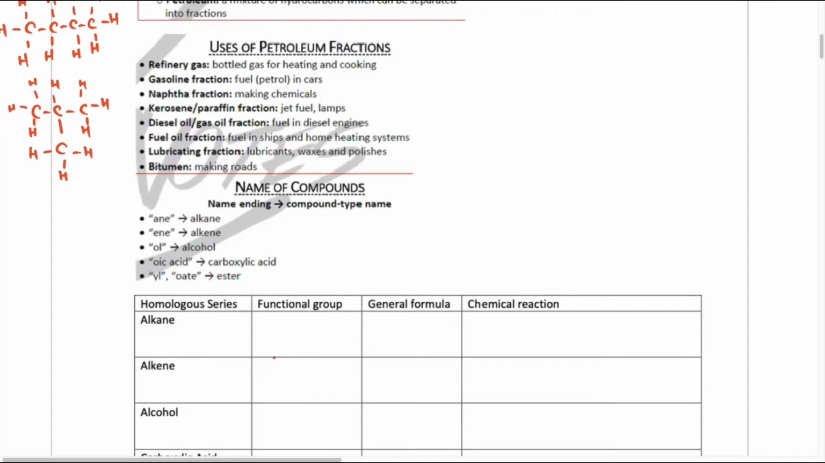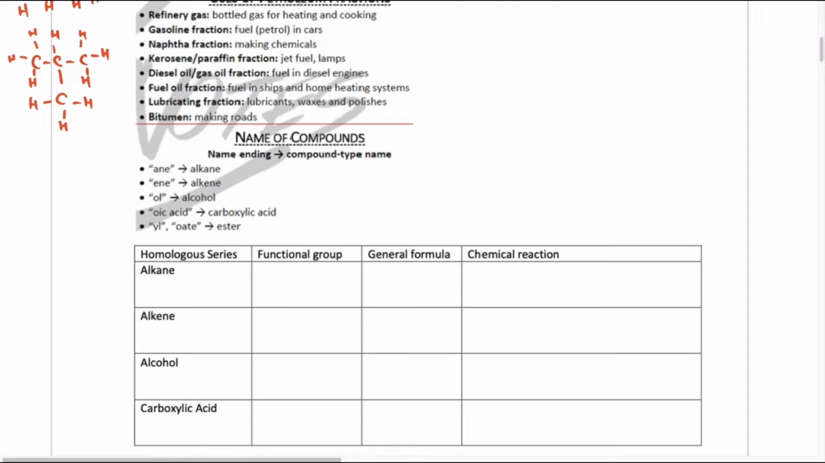So these are the fractions that you have to remember. Name of compounds: name ending, compound type. So for example, alkane ends with A-N-E. Alkene, the back of the name is E-N-E. Alcohol, the back of the name is O-L. Carboxylic acid, the back of the name is oic acid. Ester, you will see YL followed by OH. So we'll see examples later.